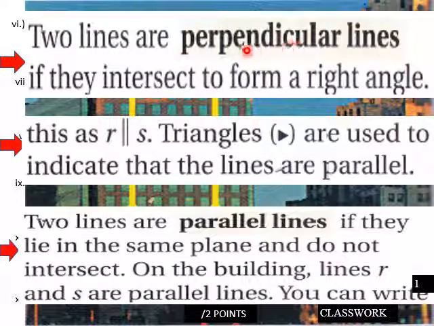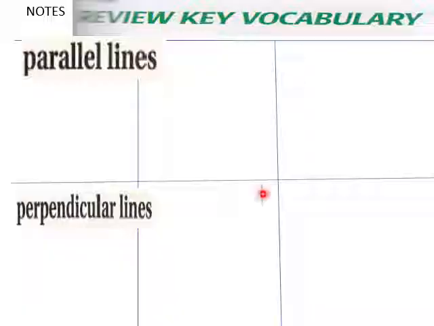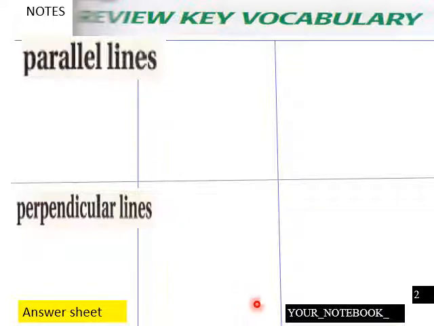Two lines are perpendicular if they intersect to form a right angle. So, for example, that line that goes across here is probably perpendicular to the two parallels here. Parallel lines, now here's your definition. This goes in your notebook. Students, define parallel lines in your own words, and then define perpendicular lines in your own words. 10 points. Teachers, for your notebook check, this is a 10-point slide.